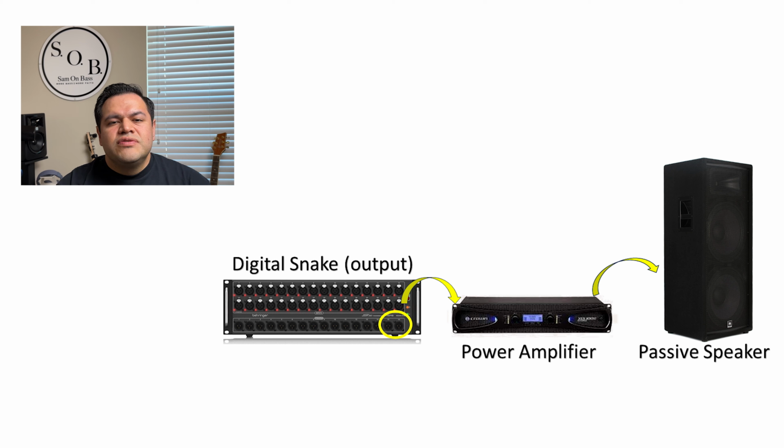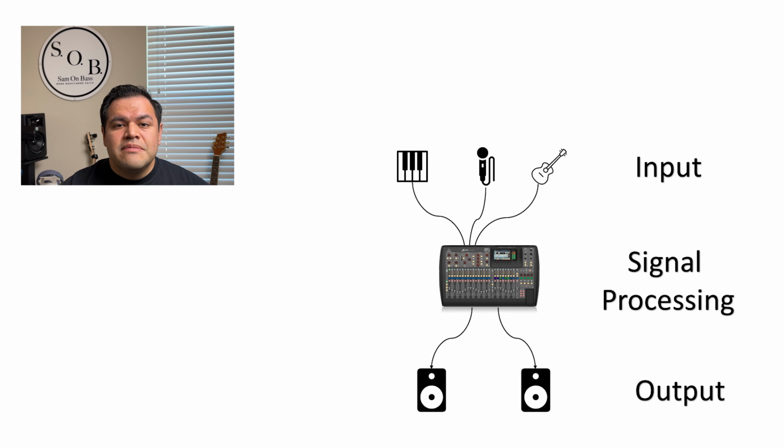Now, when it comes to speakers, there are 2 main kinds of speakers. There are active speakers, and all this means is they have their own power plug. You can plug it into the wall itself. And there are passive speakers, speakers that require external power. We currently have passive speakers, so that means we need something to provide power to the speakers. That's where a power amplifier comes in. The signal comes from the S32 digital snake as an output. It goes into the power amplifier, and then from the amplifier, it goes into our speakers, and that powers the speakers and sends the signal all the way from the mixer to the snake to the power amp to the speakers. So that's it. That's the main flow of coming from input to signal processing to output.